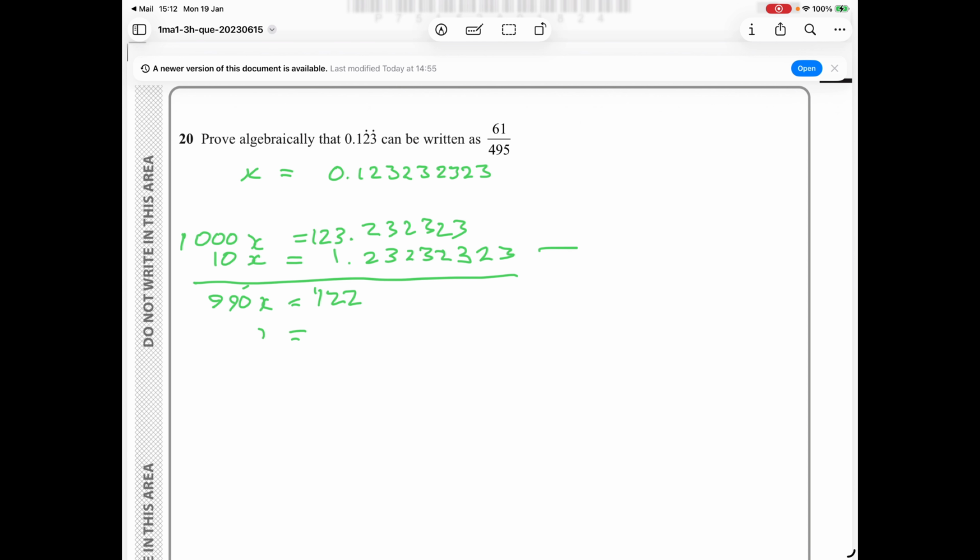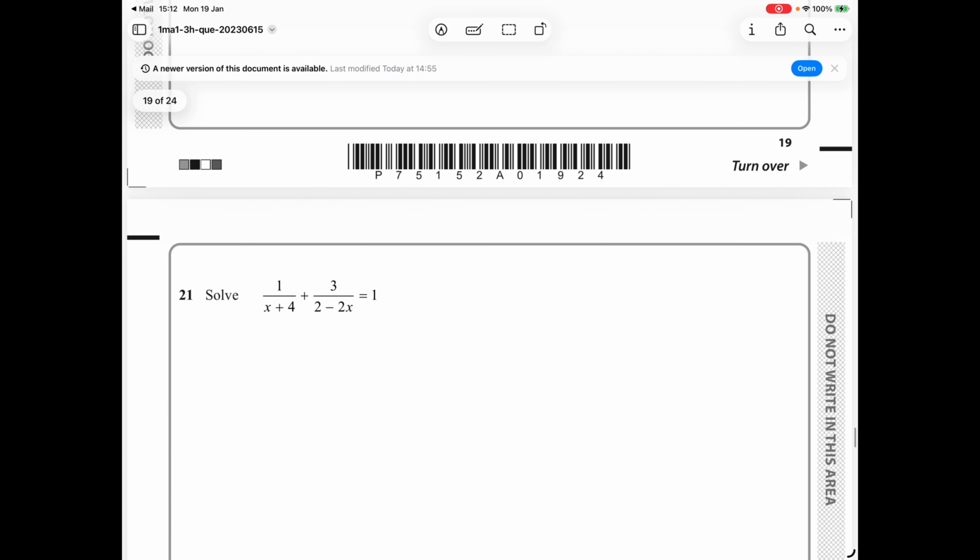And if we divide through by 990, we get 122 over 990. Now, half of 122 is 61, and half of 990 is 495. And that's how you do that. Right, I'm now going to just do this so that I can go on to the next one.